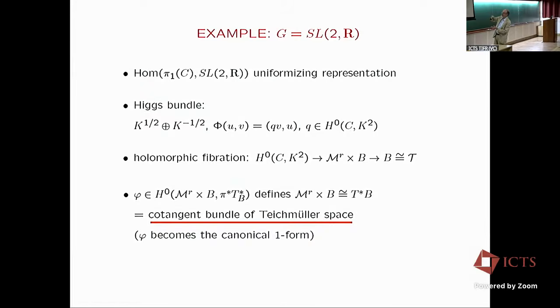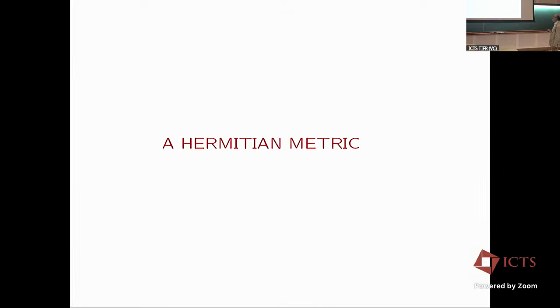In this case, it's an isomorphism. And so actually, in the case of SL2R, if we do this procedure, then it's not just that we notice that this is a bundle which is isomorphic to the cotangent bundle of Teichmüller space, it's that the isomorphism is realized by this phi or this theta, whichever you like to call it.